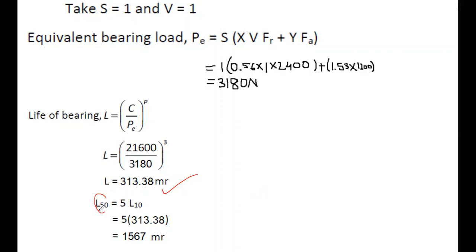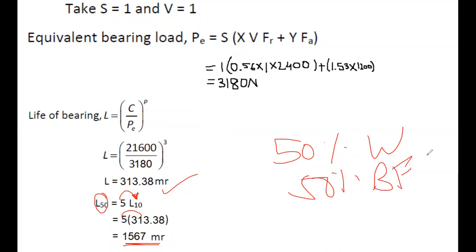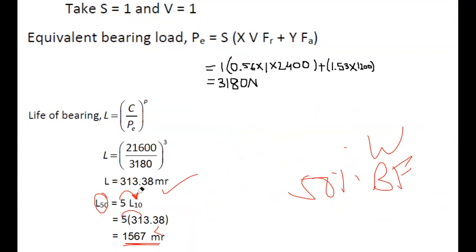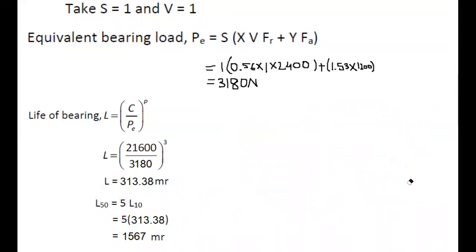We have to find out average life L50, which is 5 times the life at 90% reliability, L10. So 5 into 313.8 is 1567 million revolutions. So what is the practical meaning of this? The practical meaning is that when 50% of the bearings failed, at that time the life of the bearings was 1567 million revolutions. The bearings had rotated 1567 million revolutions, after which they failed.